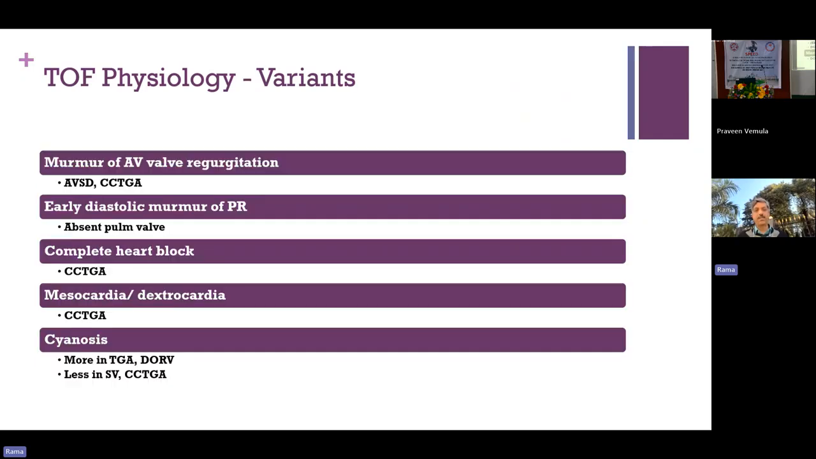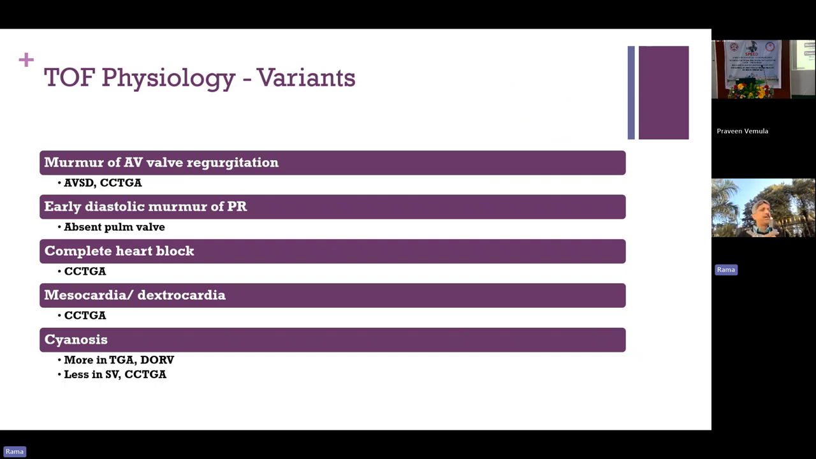The left and anterior aorta that you can palpate. There are various other small things that can be added, like the murmur of AV valve regurgitation, which can be found in AVSD and CCTGA. An early diastolic murmur, EDM, of PR can be there in absent pulmonary valve, but commonly you can have it because of AR also. TOF with AR can also be found in our country. Complete heart block is generally CCTGA. The other important clue towards CCTGA is the situs and the position of the heart. If there is a discrepancy, situs solitus with dextrocardia or situs inversus with levocardia, the chance of CCTGA increases tremendously.